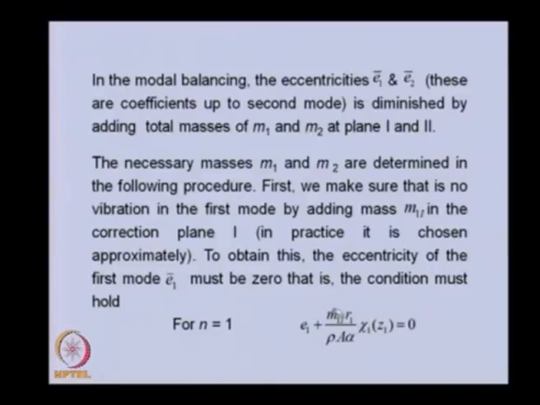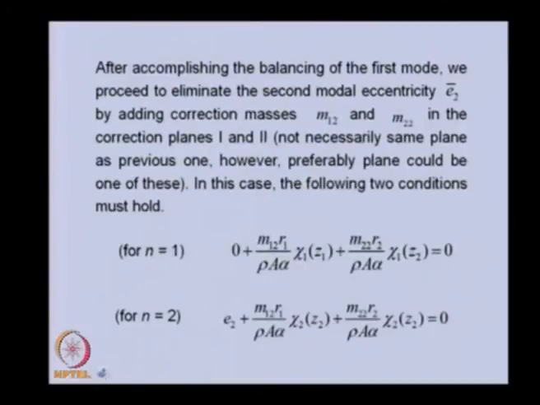So, that means we are trying to balance the first mode with M1, one mass, which we are keeping in plane 1, because for the first mode only one mass, one plane balancing is enough. So, that is why for the first mode we are using only a single plane, which is plane 1.